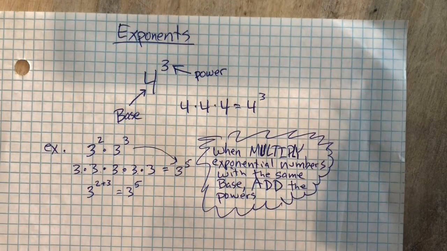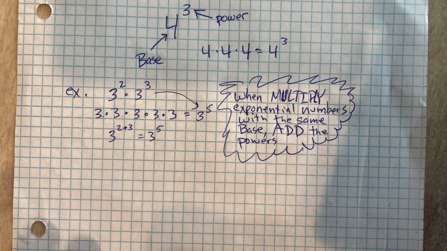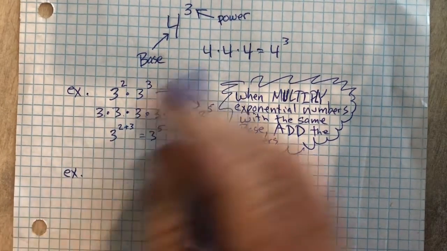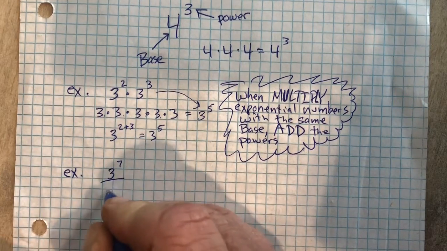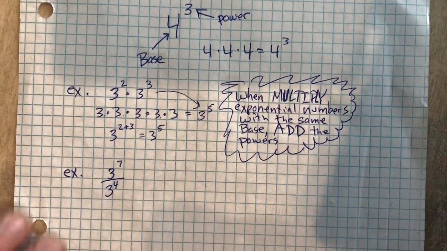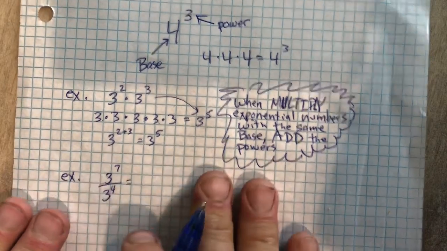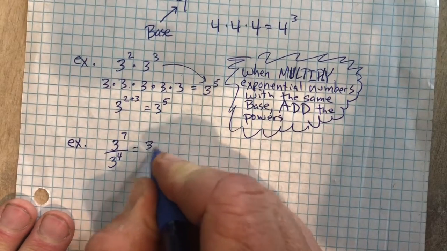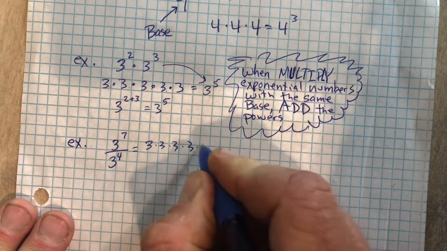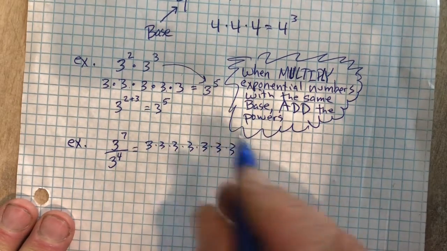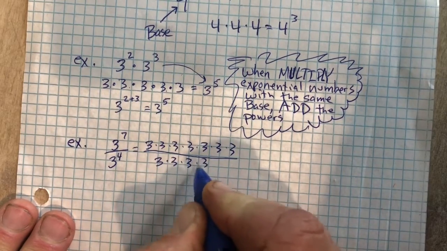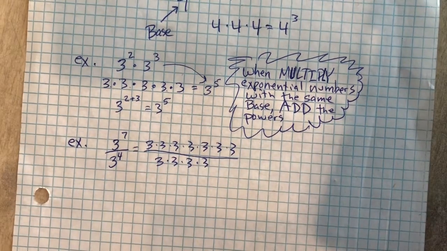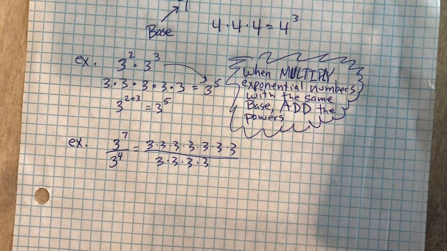Okay, next rule we're going to look at is when we're dividing exponential numbers with the same base. So if we take, say, 3 to the seventh power divided by 3 to the fourth power, if we were to write these all out, the top one, the numerator here, would mean 3 times 3 times 3 times 3 times 3 times 3 times 3, 7 3's. On the bottom, we'd have 4 3's. So we could multiply those all out and divide them and see what we get, or we could look at reducing them ahead of time.